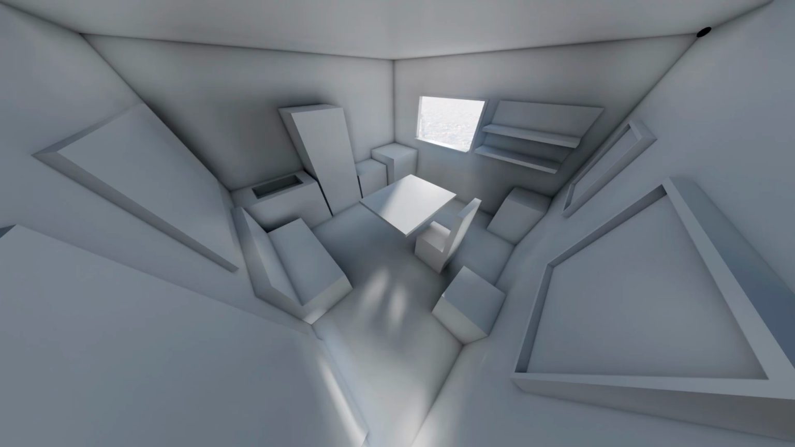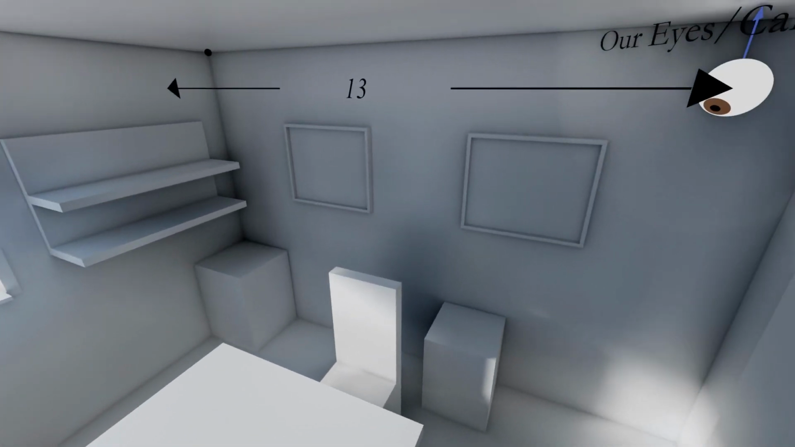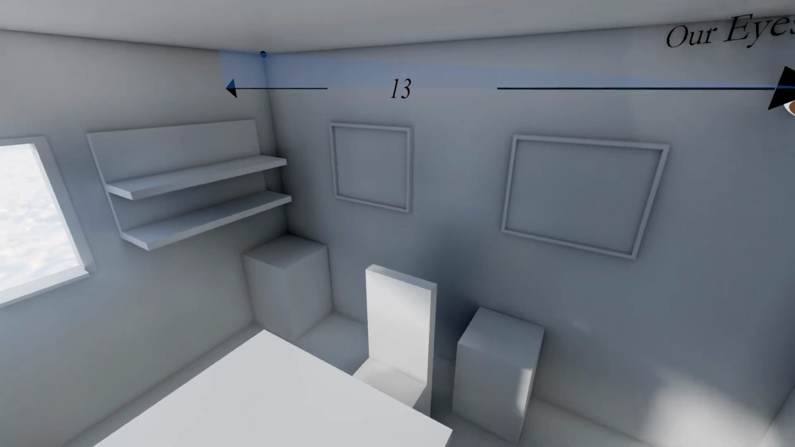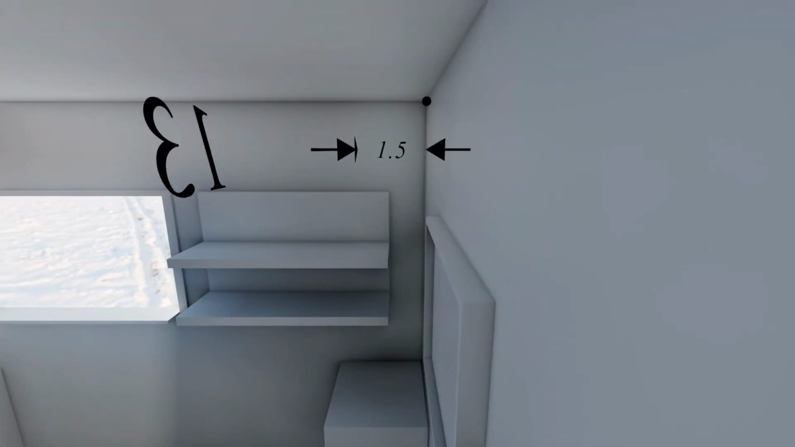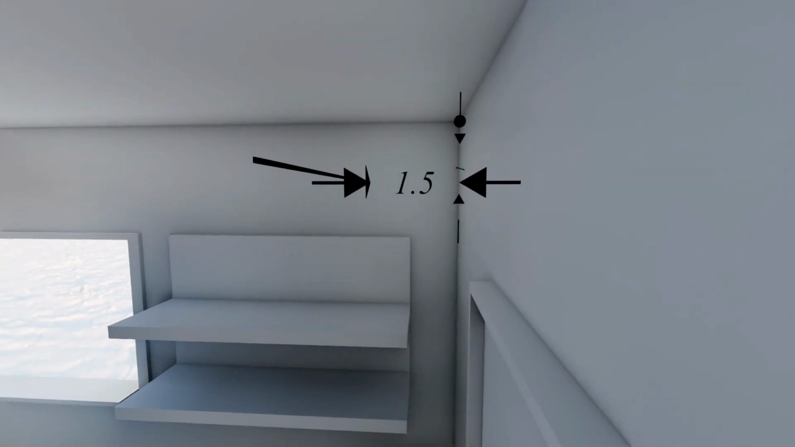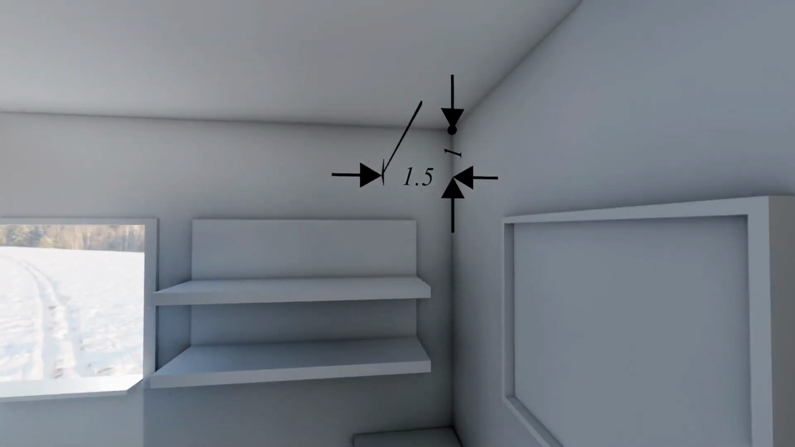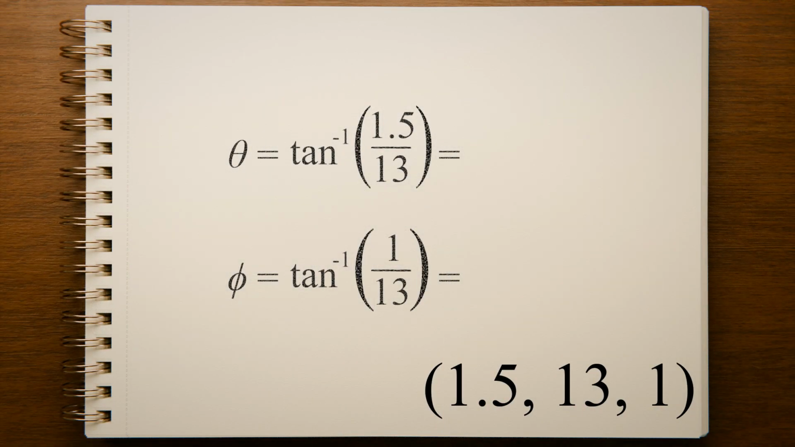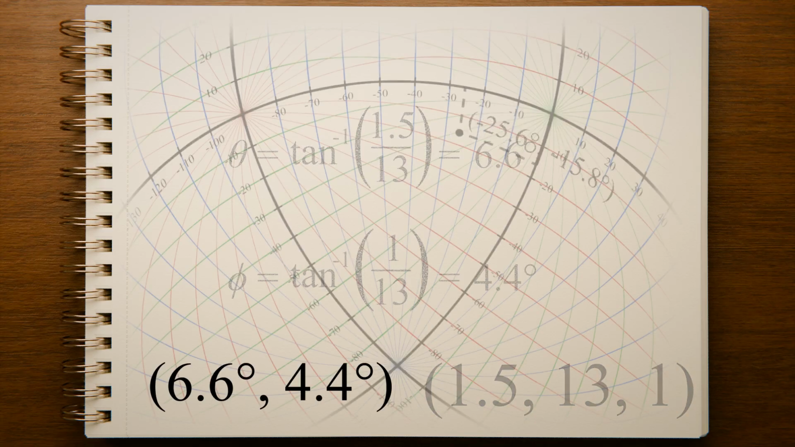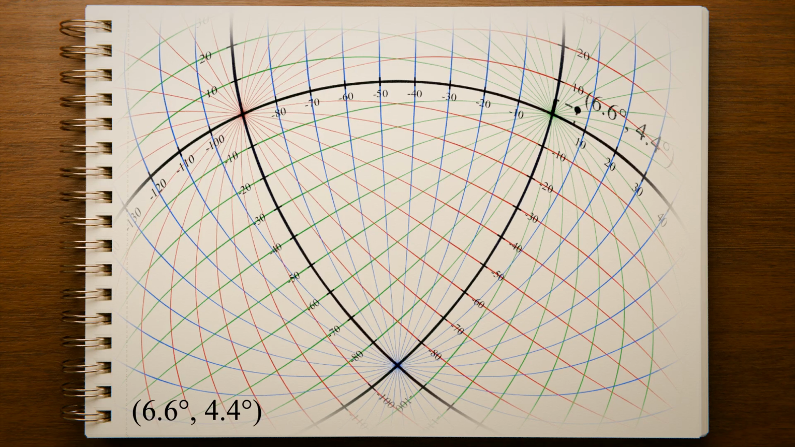This point looks like it's about 13 feet forward, which again is towards the vanishing point that our triangles are aligned with. It's maybe 1.5 feet to the right, and it's 1 foot below our eye level. So that gives us the point 1.5, 13, 1. And we can run that through our calculations, and that gives us the 2D coordinate 6.6, 4.4. So we can put that point right here on our page. Easy. Let's do another one.